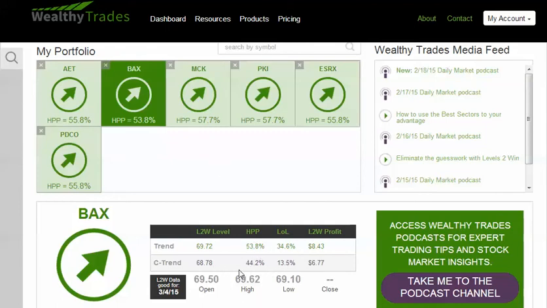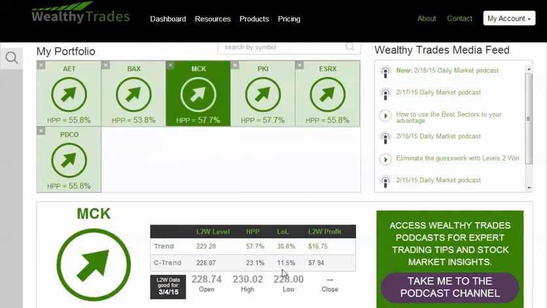It hits this level 44.2% of the time, but typically it only closes below that level 13.5% of the time. That means this level, this 68.78, is a really good level to trade at, that it typically bounces off of. And we can see that historically it makes money at that level. This is a great stock. It makes money at both sides. It has a high hit rate on the trend side. It makes money on the trend side. And it also has a tendency to close higher when it hits the downtrend side. This is exactly what I want to see. So that one meets the requirements.